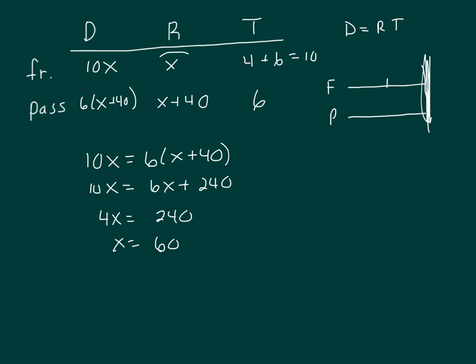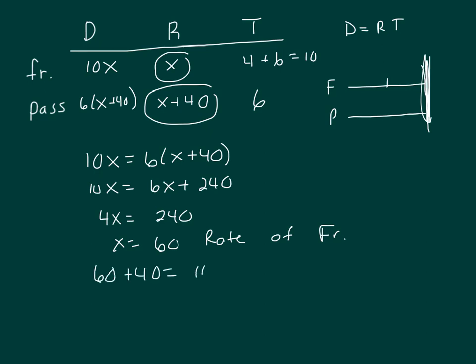And what does x represent? That's the rate of the freight train. And if I want to find the rate of the passenger train, it's x plus 40, or 60 plus 40, which is 100, and that's the rate of the passenger train.